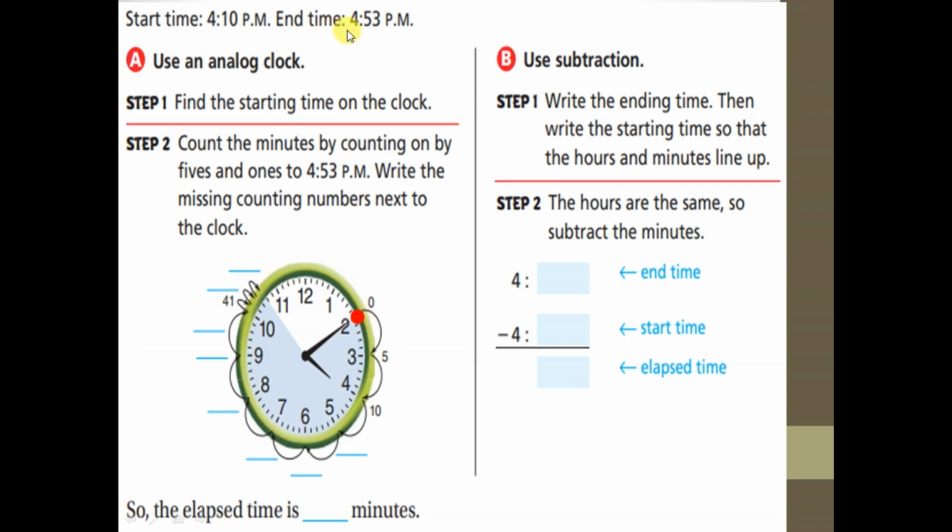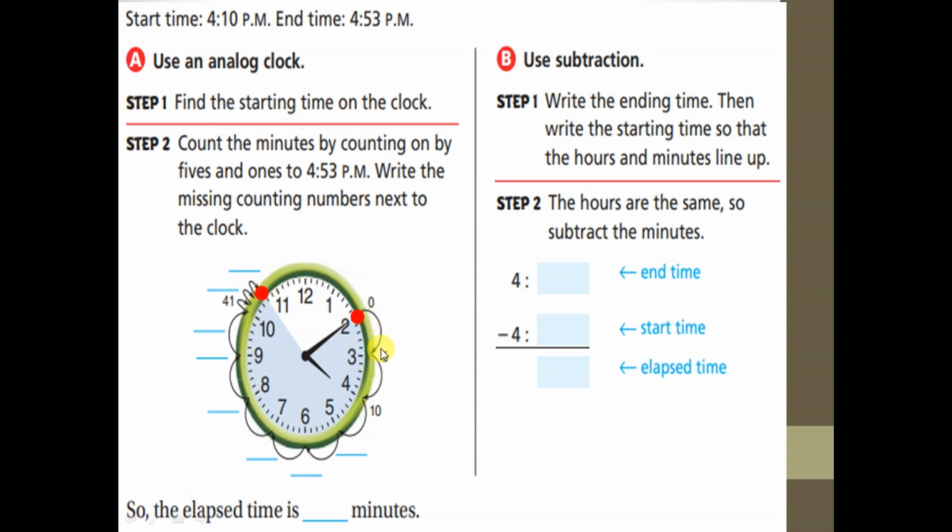Then the ending point was at 4:53. So still the hour hand on 4 and the minute hand should be at 53. 53, let's say 50. 50 means 5 times 10. So we go till 10. And then after 10, that's it, 50. After that we count 51, 52, 53. So the ending point is here.